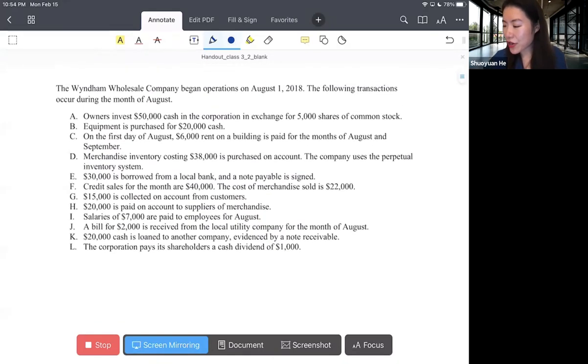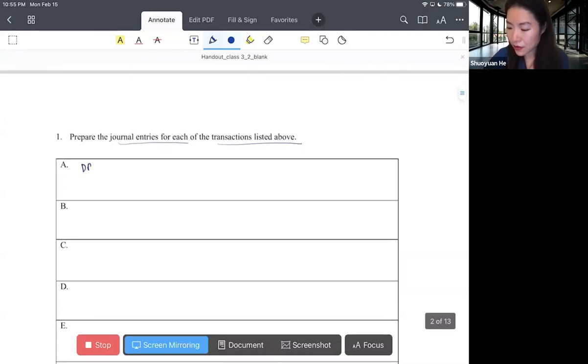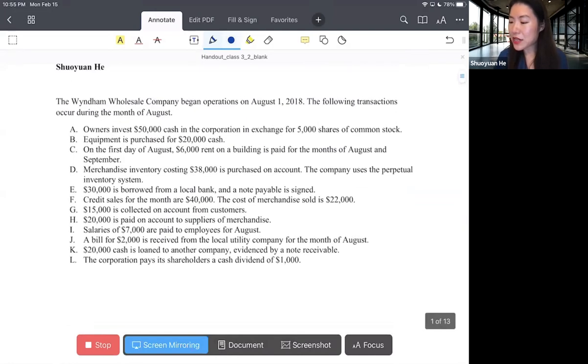The journal entry is to debit cash 50,000, credit common stock 50,000. Because in this situation, cash increased by 50,000 and common stock increased by 50,000.